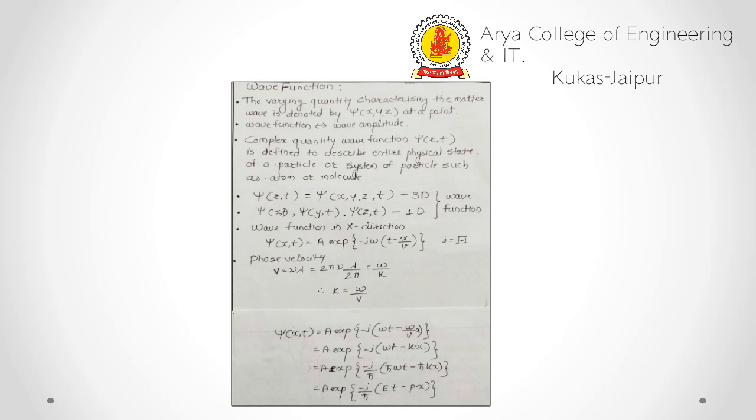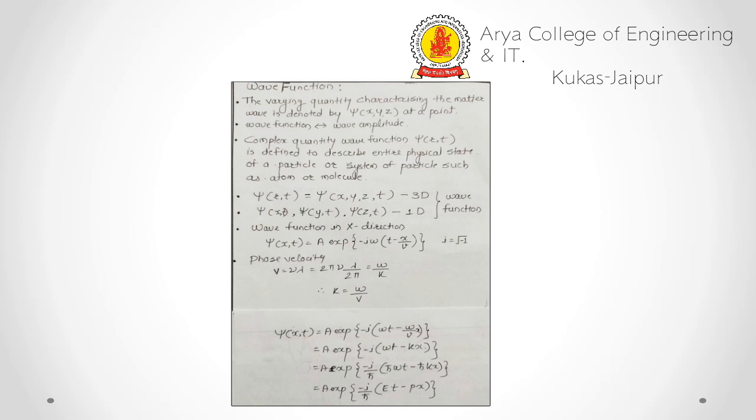Now in this slide we have to understand how we are going to write the wave function psi mathematically. For this we have to consider some basic points. As we know, the varying quantity characterizing the matter wave is denoted by psi(x,y,z) at a point. Wave function is also called wave amplitude. The complex quantity wave function psi(r,t) is defined to describe the entire physical state of a particle or system of particles such as an atom or molecule.